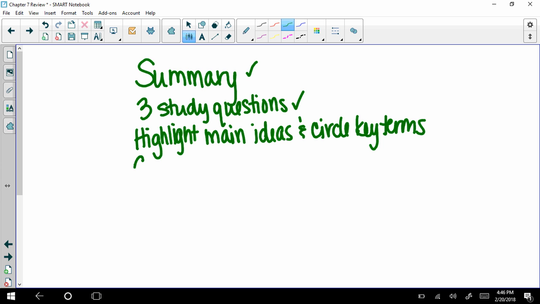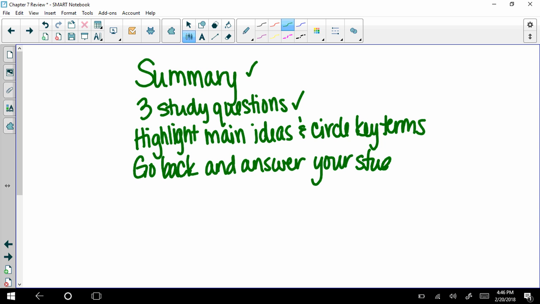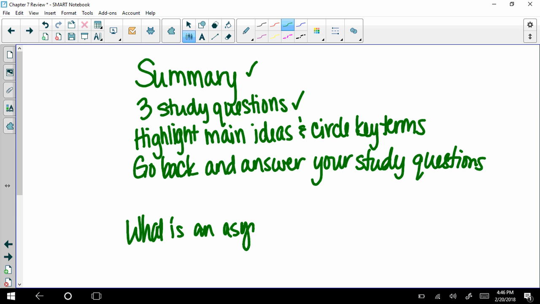And then the other one is go back and answer your study questions. So if it's a level 1, like what is an asymptote? Well, then you don't have to rewrite that. So if yours was what is an asymptote, and I had given you that definition, then you just would draw an arrow over to the notes where it gives you that. But your level 2 questions, which were the examples that you came up with on your own, you do need to rework those out on the notes side.